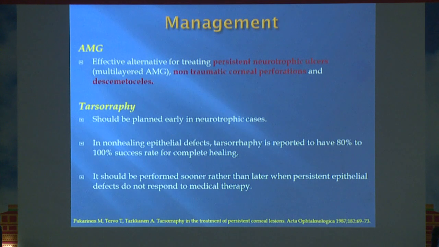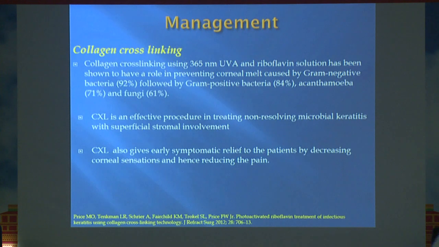Amniotic membrane graft is an effective alternative for treating persistent neurotrophic ulcer and non-traumatic corneal perforations and descemetocele. Tarsorrhaphy should be planned early in neurotrophic cases. In non-healing epithelial defects, tarsorrhaphy is reported to have 80% to 100% success rate for complete healing. It should be performed sooner rather than later when persistent epithelial defect does not respond to medical therapy.